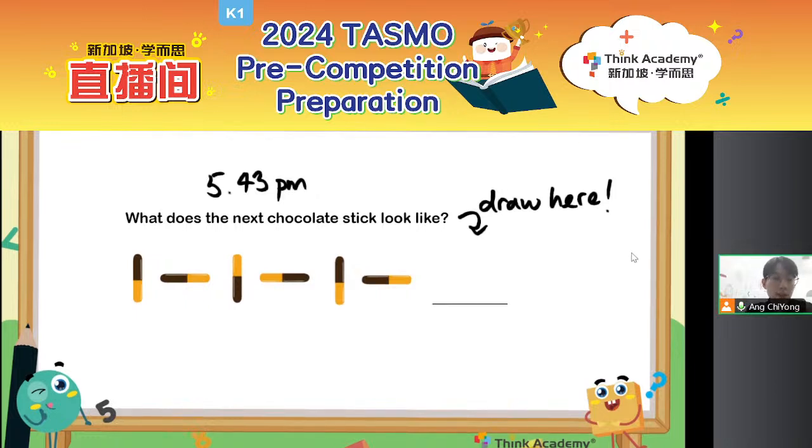If you are done early, you can tell me which side is the black part facing. Okay, the black part is where? Tell me where this black part is facing at the end.